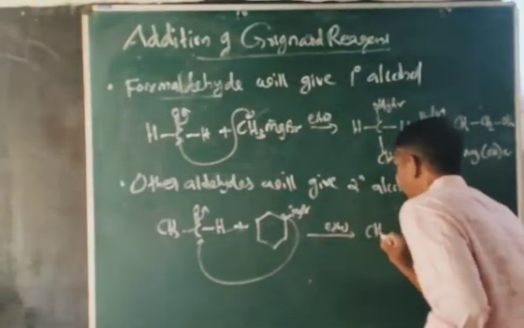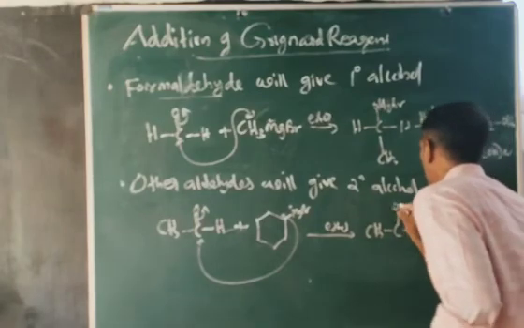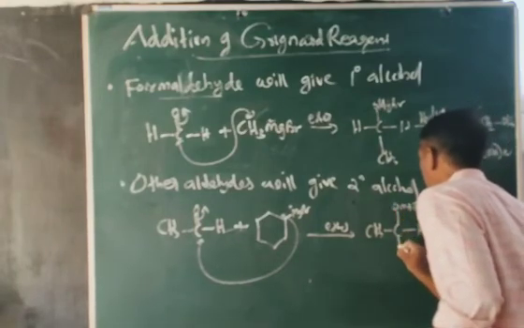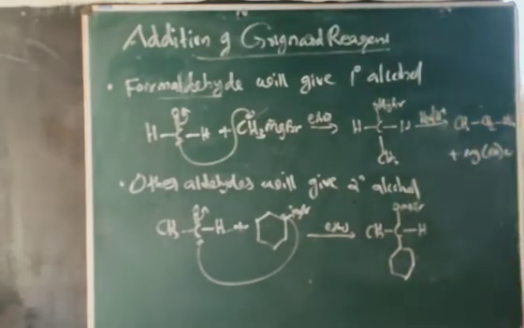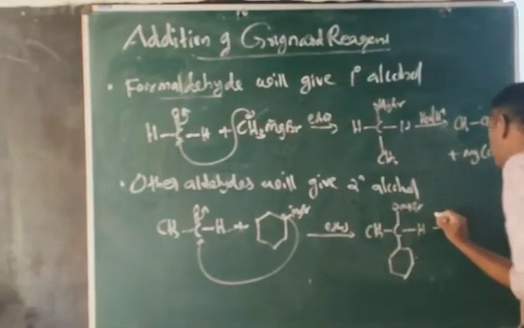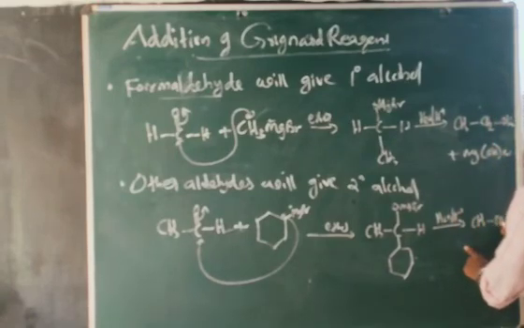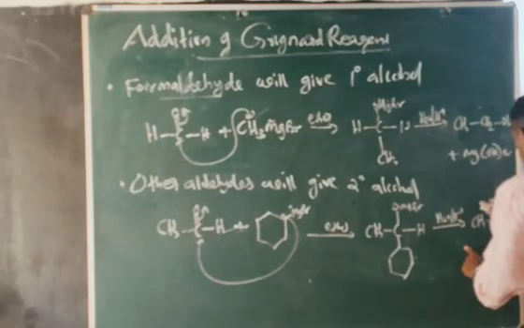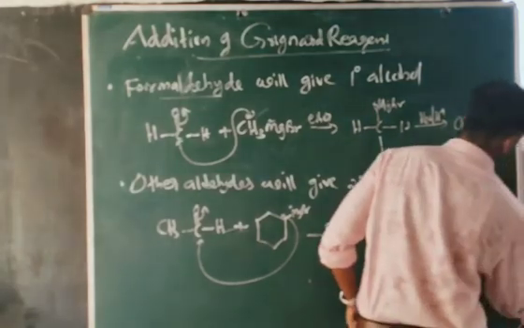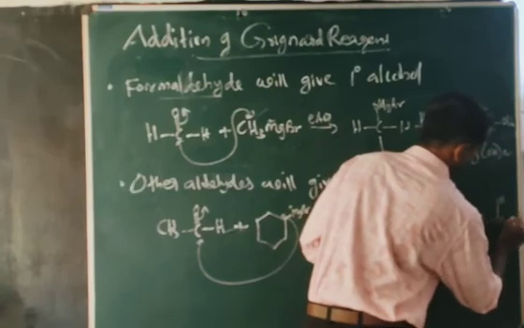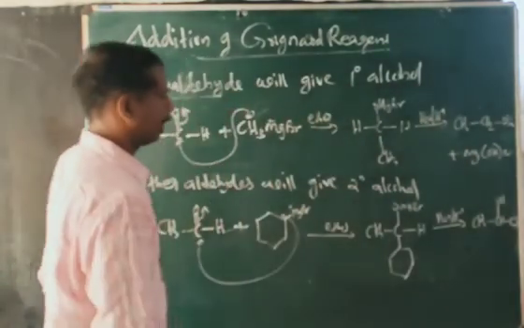CH3CH, here it will become OMgBr, and the ring will come here. Correct? And in the next step, on hydrolysis with H2O, H plus, we get CH3CH, the ring is here, and here it is OH. Clear? And this is a secondary alcohol.